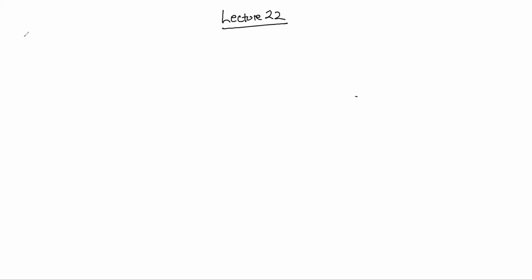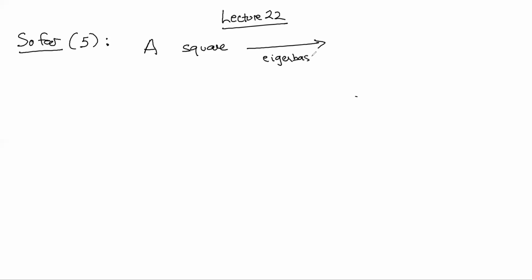So what have we done so far in chapter 5? There was no lecture the day of the midterm. Well, we talked about how if you have a square matrix, an n-by-n matrix, then sometimes if it has enough eigenvectors, if it has a basis of eigenvectors, you can diagonalize it, right? So you can turn a square matrix into a diagonal matrix.